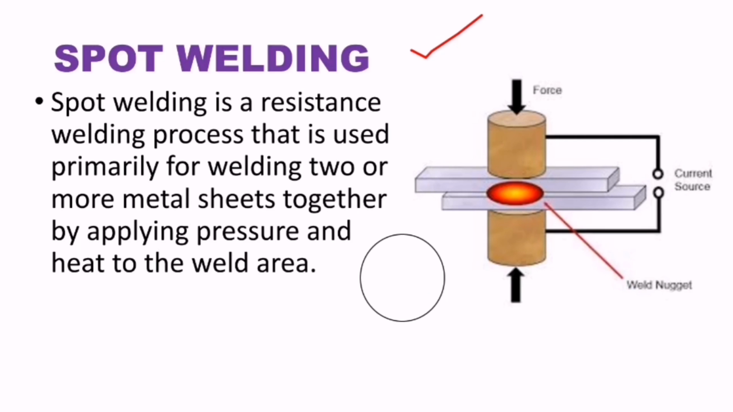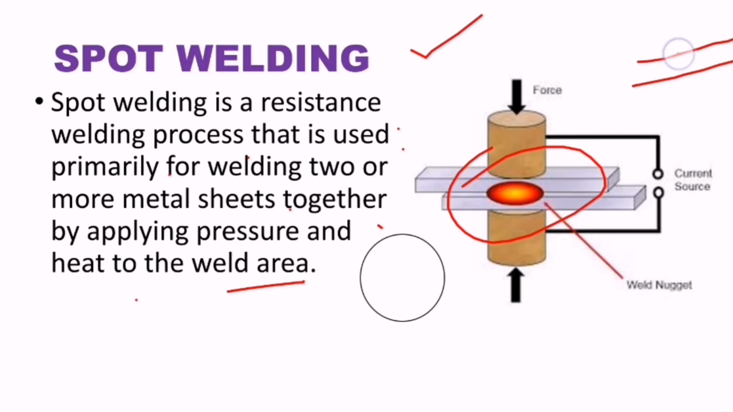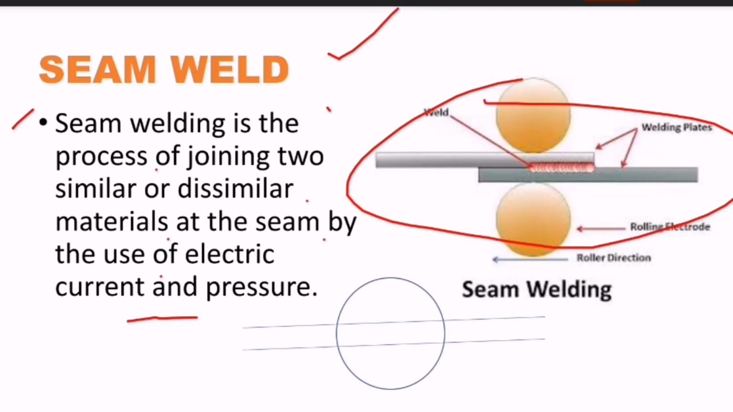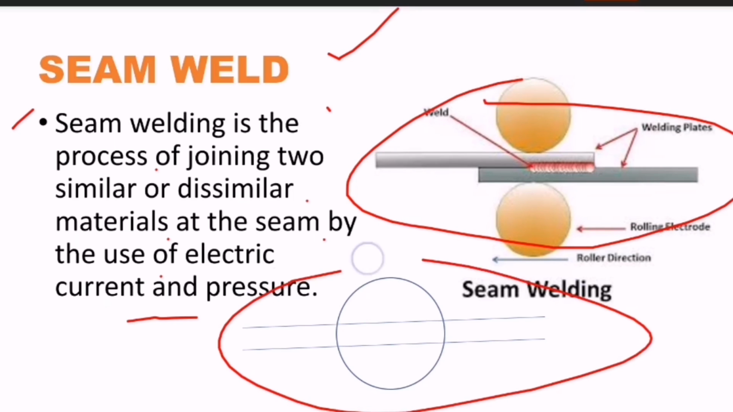Next type is spot welding. Spot welding is a resistance welding process that is used primarily for welding two or more metal sheets together by applying pressure and heat to the weld area. Let's observe this one. Two sheets are welded with the help of spotting, that is nothing but spot welding. Next is seam welding. Seam welding is the process of joining two similar or dissimilar materials at the seam by the use of electric current and pressure. This is the seam welding process. So this is the symbol of seam welding.